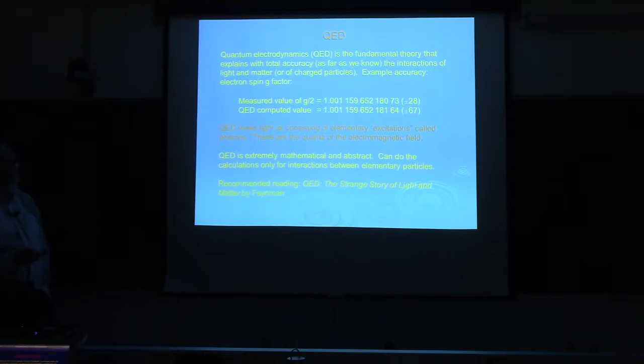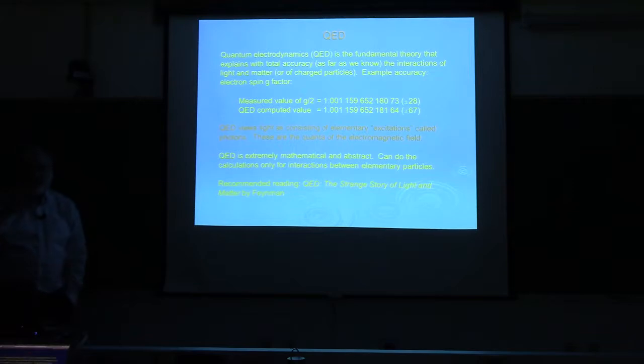To give you an example of its accuracy, here's something called the electron spin G factor, which can be measured to great accuracy, and the plus or minus 28 here means that's the plus or minus on the last two digits. Here's the measured value of the G factor. Here's the value computed by quantum electrodynamics, all the way out here, and a little bit of error here. That's a comparison of theory and experiment to 1 part in 10 to the 12th.